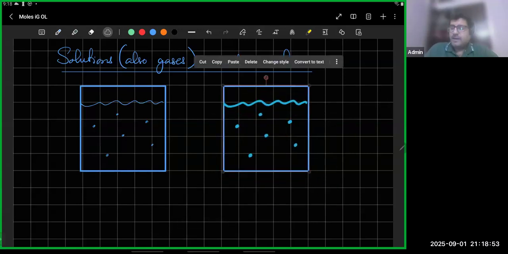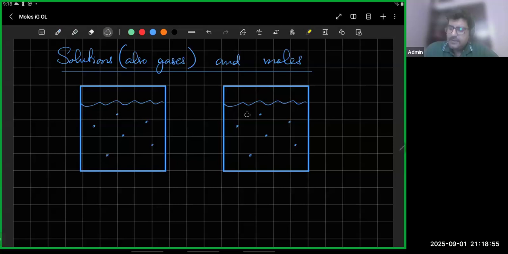Okay, so all solutions are described by, if you see a cup of tea, right? There could be a lot of sugar in it. There could be very less sugar in it, or there could be no sugar at all, right? So you can't really tell what is the amount of particles that are present unless somebody tells you what the concentration is.